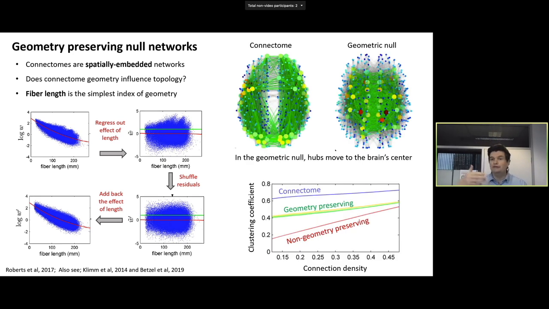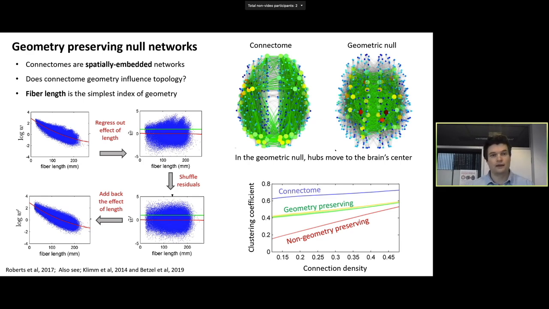So what we see here is, once we add geometry back into our null network, if you focus on the plot here on the bottom, which is clustering coefficient, the blue line is the clustering coefficient for the real connectome. The red here is for the non-geometry preserving, in other words, Maslov-Sneppen rewiring, and there's quite a big gap between the real connectome and the red line. In contrast, once we add geometry back into our null model, we see that the clustering coefficient becomes closer to what it is in our real connectome. So this suggests that geometry is influencing, at least to a certain extent, network topology, in this case the clustering coefficient.